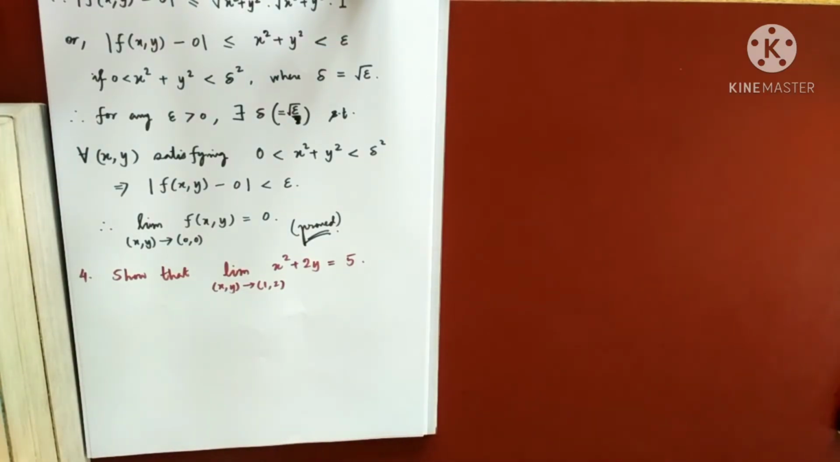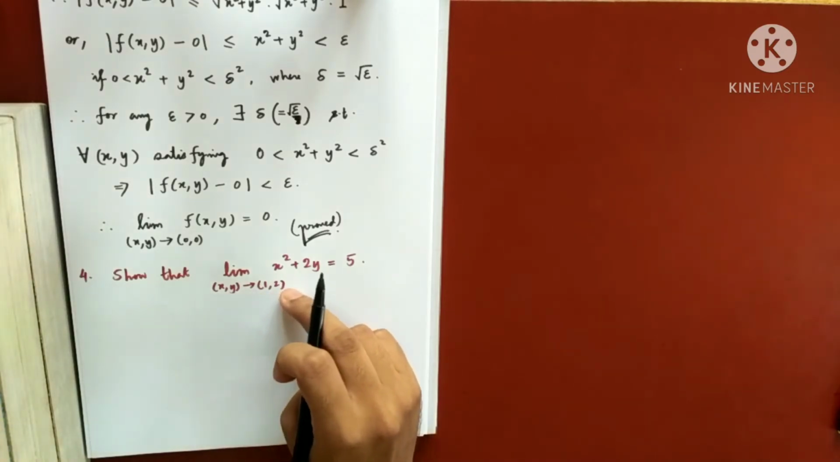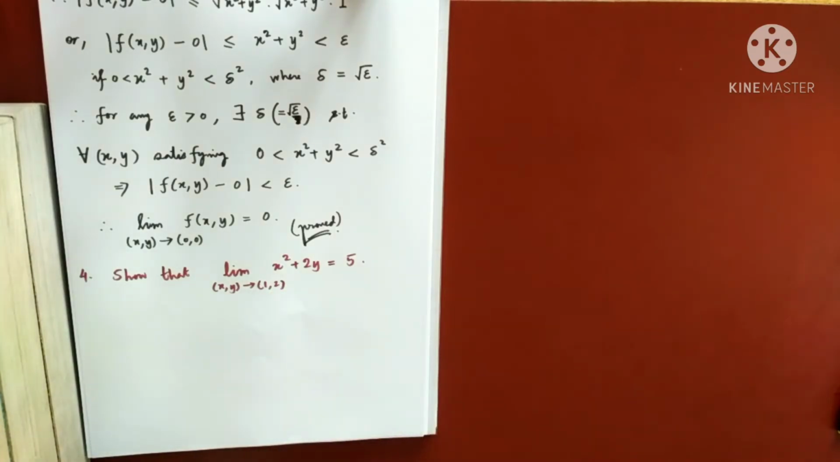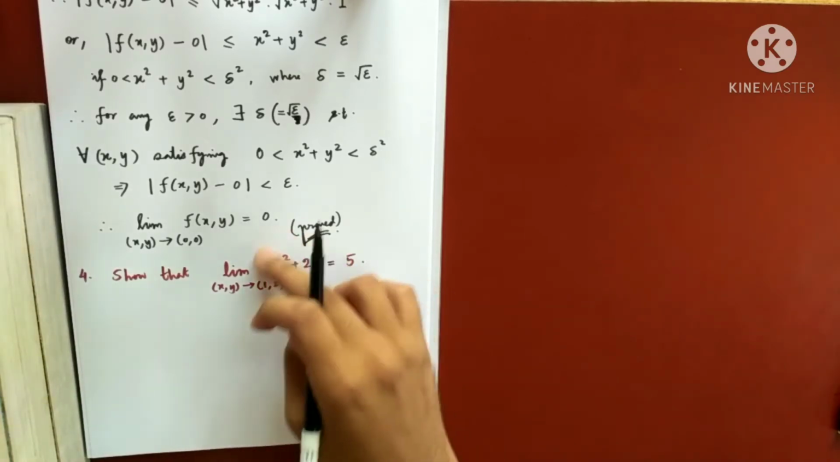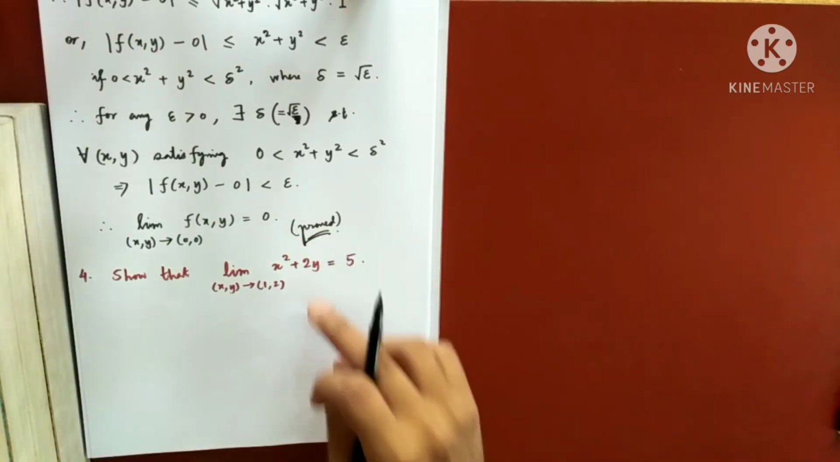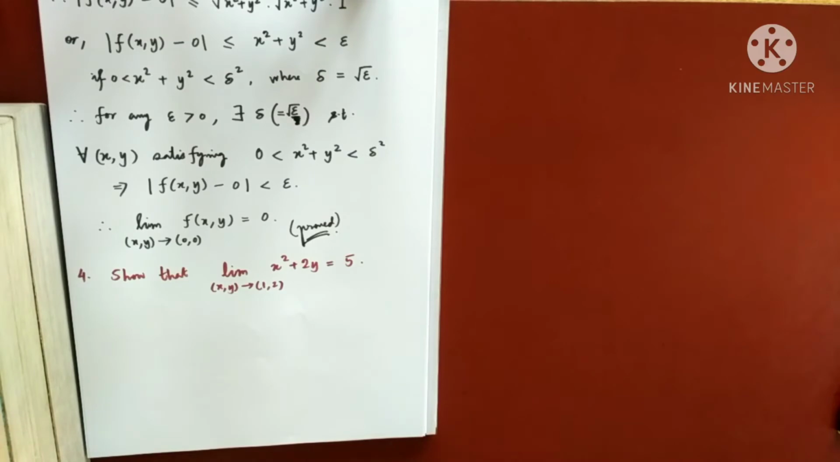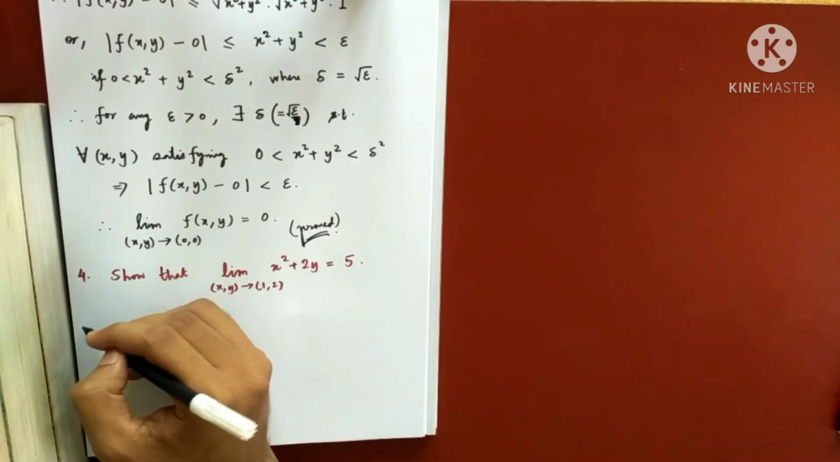So again, you give me any number epsilon, I have to find some deleted neighborhood around (1, 2), such that whenever (x, y) lies in that deleted neighborhood, then this quantity is less than epsilon. This minus this is less than epsilon. So this is the same definition of the limit that we are following. So we'll start. Same logic.